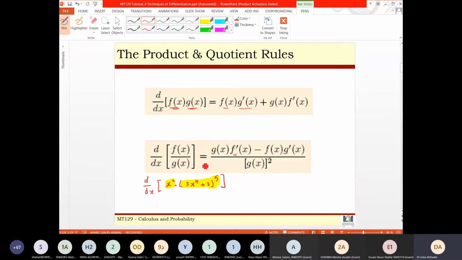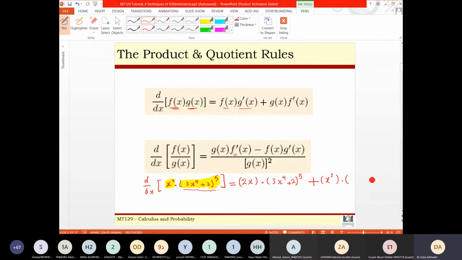So the derivative is equal to the derivative of the first. What's the derivative of x squared? It's 2x, multiplied with the second as it is, without any change: (3x^4 + 2) all to the power 5. Plus now the first as it is, which is x squared, multiplied with the derivative of the second. Now what's the second? It's a bracket to a power 5.